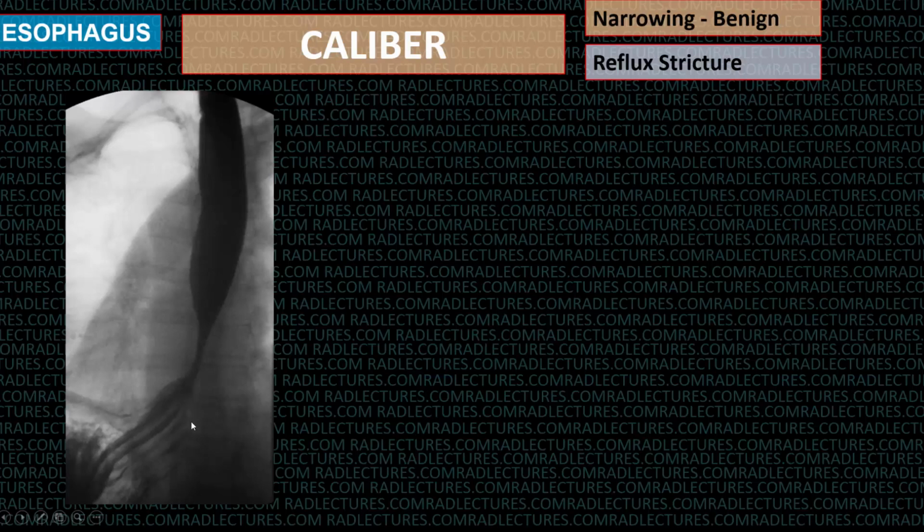We are also seeing a hiatus hernia. Like I said, there are more than 4 folds, 1, 2, 3, 4, 5. So this is not a part of the esophagus. This is a part of the stomach that has come up.